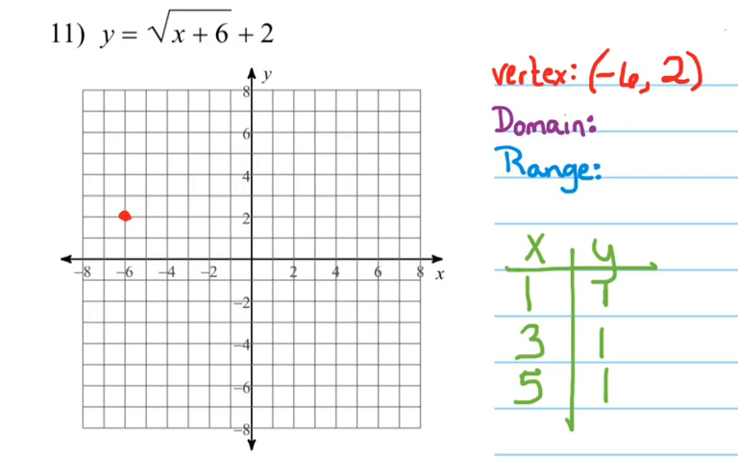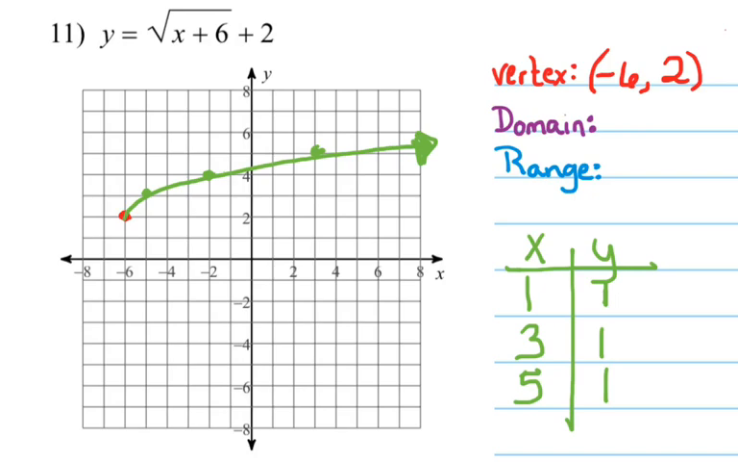Go right 1, up 1. Right 3, up 1. Right 5, up 1. And then I run out of room; the next one will be over 7, but I'm out of room for that. And so I sketch the graph, making sure to include my arrow and my dot.